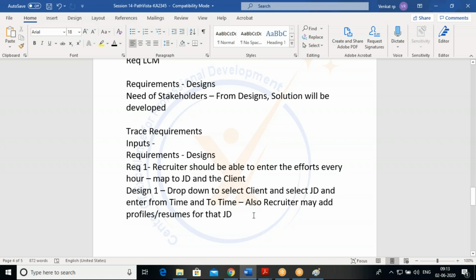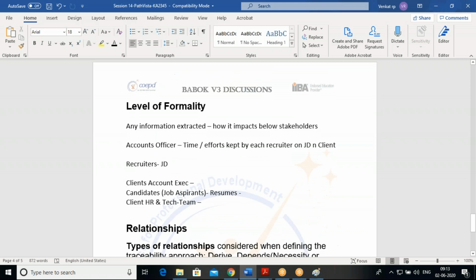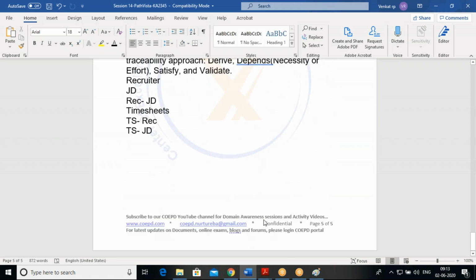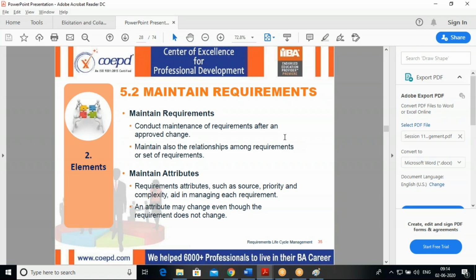But here, the JD for the particular person mapped to that particular recruiter, only that JD would be shown to that recruiter. So that is the change that is going to happen here. We need to understand this. Okay, maintain requirements, also maintain. That is where the changes can happen. If that is the case, we have to understand it.